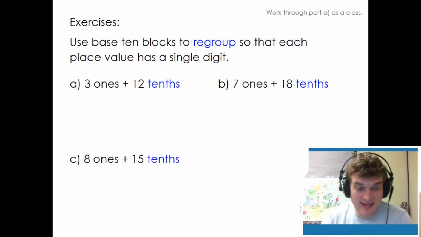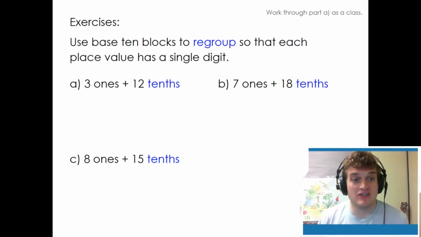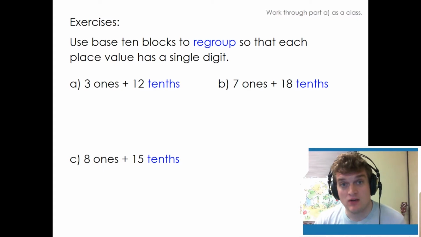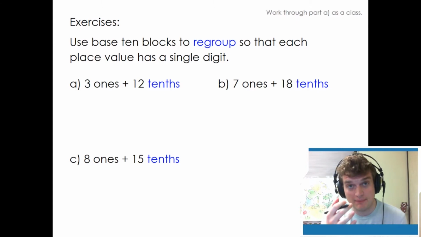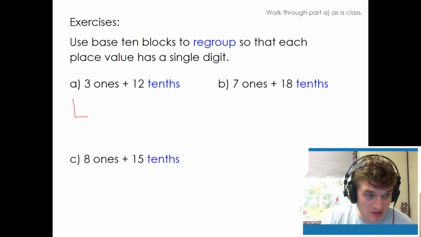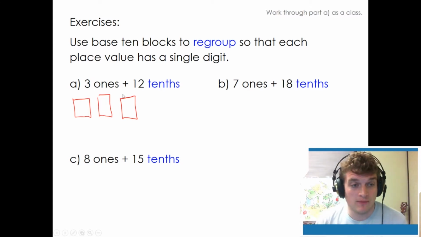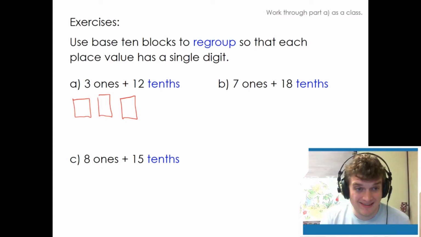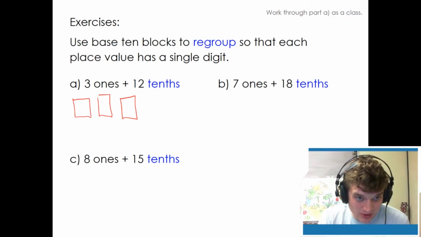When we're working with tenths, we're going to use base 10 blocks to regroup so that each place value has a single digit. When we use base 10 blocks, it's going to be a little interesting. We're going to flip what the values are. So to draw 3 ones, we're going to actually draw the big hundreds blocks. We're going to do that for a reason, but I just want you to follow along for now. A tenth of a 100 block would be a tens block. So we're going to use tens blocks to represent tenths.